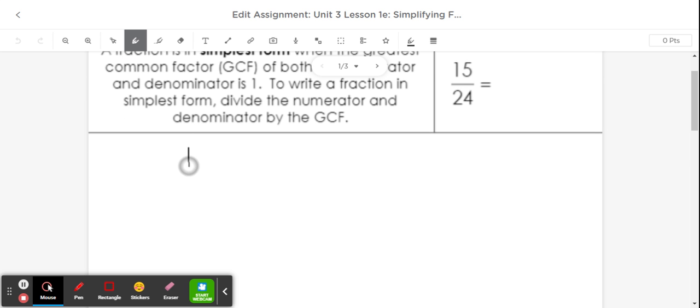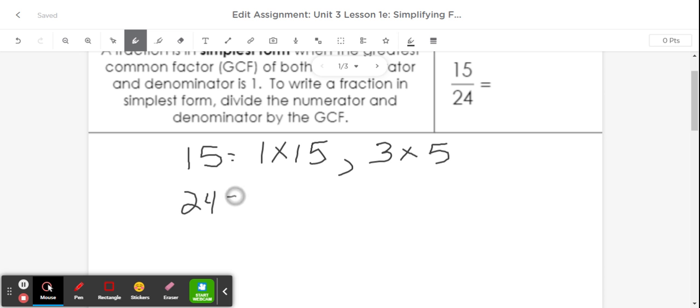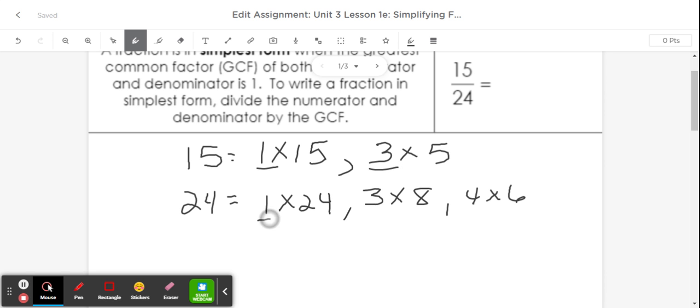So I'm going to write all the factors. I'm going to say 1 times 15, 3 times 5. I'm going to do the same for 24. I'm going to say 1 times 24, 3 times 8, and 4 times 6. Well, this number and this number they have in common, but the 3 is the greatest.